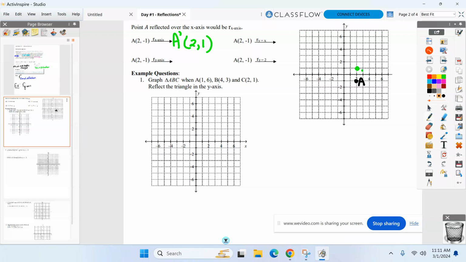So this is going to be A prime. All right, let's keep going. There's other lines I want you to reflect over. So next one, take our same point A, (2, -1), and now reflect it over the y-axis.